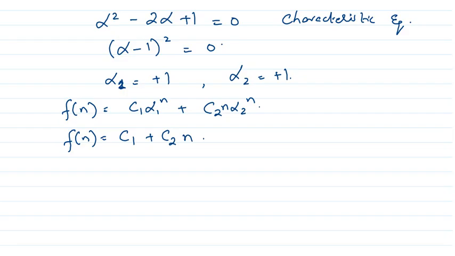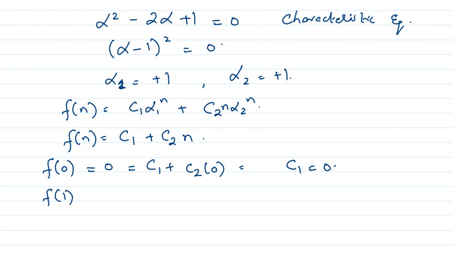Now applying the initial conditions, f of 0 equals 0. This is going to be c1 plus c2 times 0, so c1 is simply 0. And the other initial condition, f of 1 is 1. That is c1 plus c2 times 1, so 1 equals c1 plus c2. Or you can say, c1 being equal to 0, c2 equals 1.